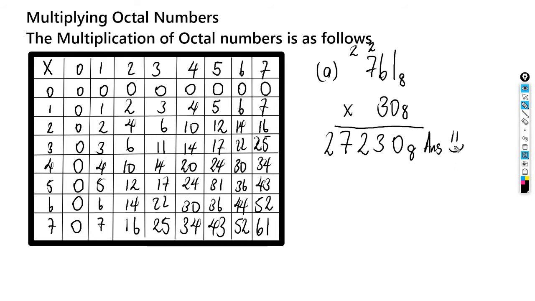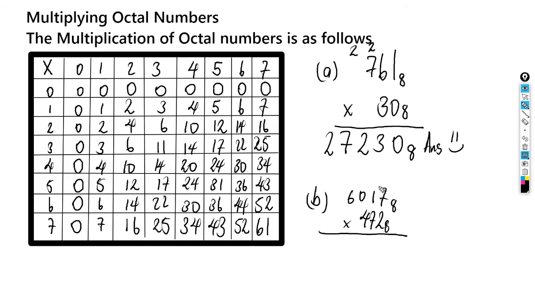Cool. All right, so let's look at the next one. Let's do another example. All right, guys, great. So let's look at this example, right? 6017 to the base 8 times 472 to the base 8. So let's do 2 first, right?